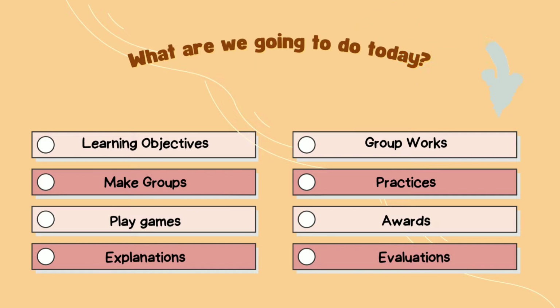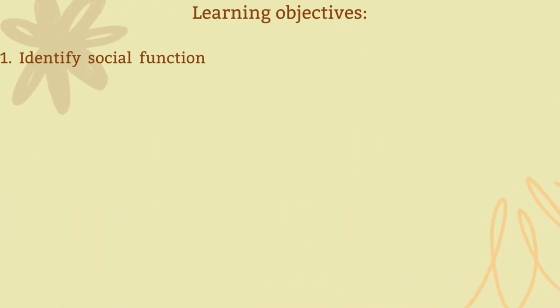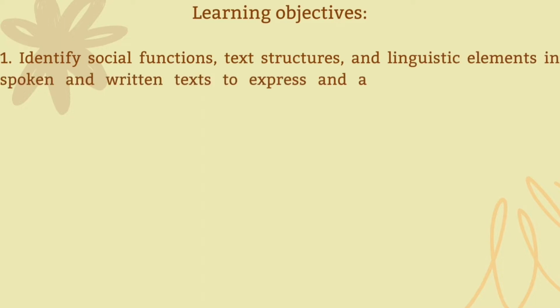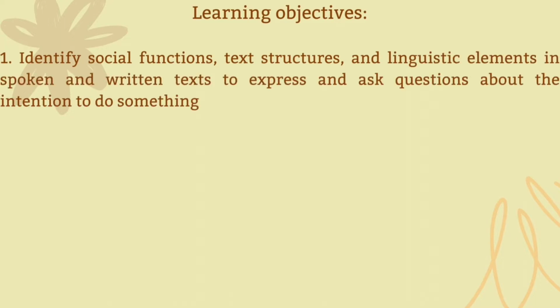So, first of all, I will inform you of today's learning objectives. Today's lesson has the following purposes. First, identify social functions, text structures, and linguistic elements in spoken and written texts to express and ask about the intention to do something in context.